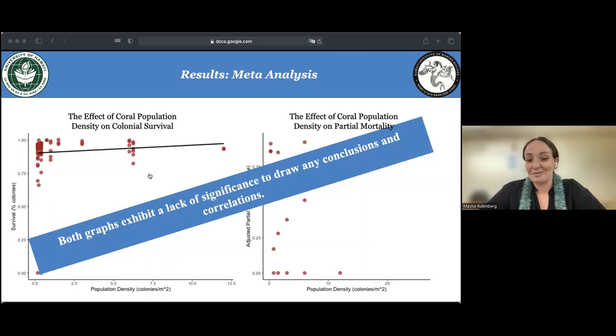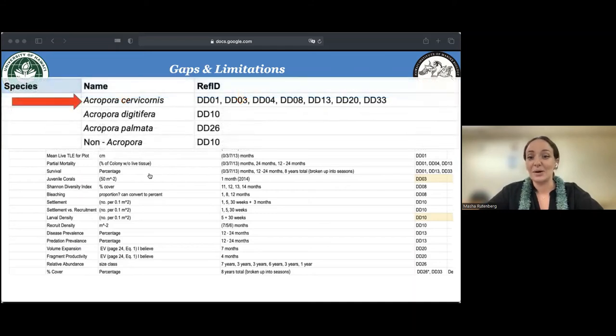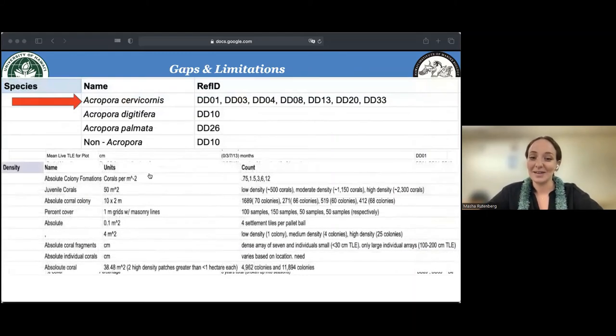But why can we not draw any conclusions and correlations? Well, the biggest reason as to why I could not draw any conclusions was due to the lack of available comparable data. If you look at the columns where the arrows are pointing, you'll notice the response types, the units, and the durations differ. Additionally, I was only able to focus on one species, Acropora cervicornis. And lastly, it was quite evident that density measurements varied too drastically to form any comparisons on density-dependent relationships.